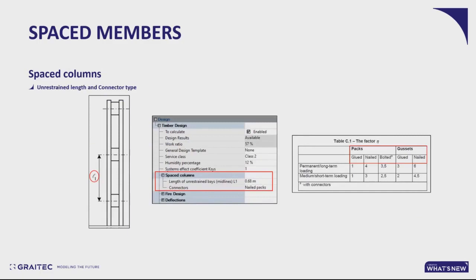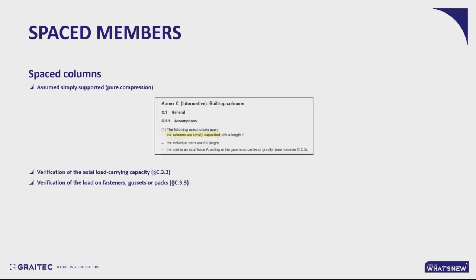Also used in the design is the distance between the connectors, as well as the type of connector. Packs or gussets, and they can be glued, nailed, or bolted. So of course you will find the corresponding parameters in Advanced Design. The design limitations are the same as in Annex C, meaning the columns are assumed as simply supported, and the design checks consist of the verification of the actual load carrying capacity, as well as the verification of the load on the connectors.